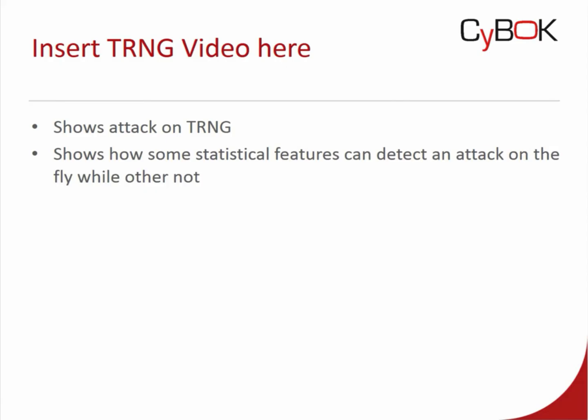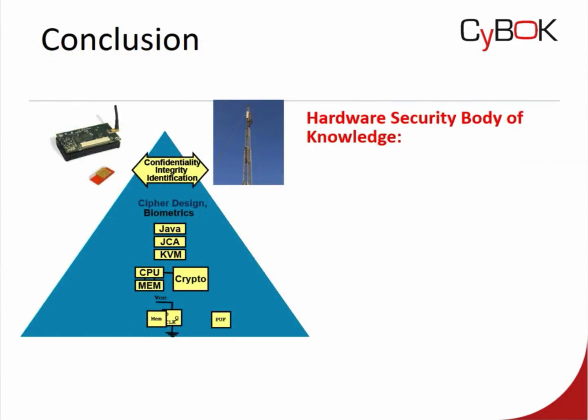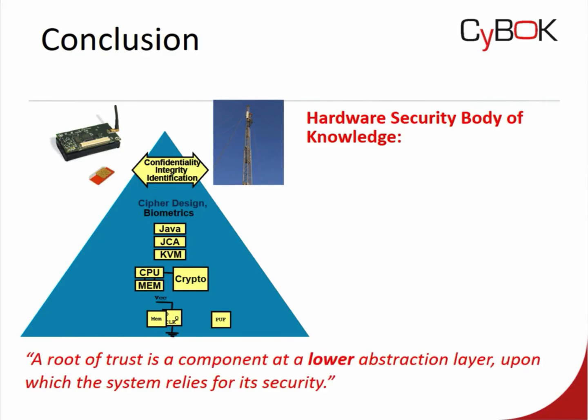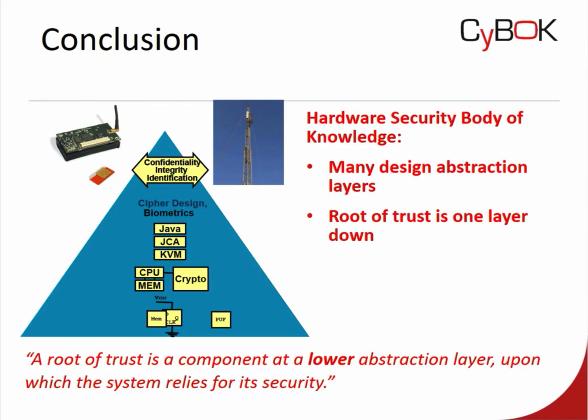This brings me to the end of my presentation. For this hardware security body of knowledge, the most important thing to remember is that a root of trust is a component at a lower abstraction layer upon which the system relies for its security. During this presentation, we have identified many layers of abstraction. So if you make a design, you have to check what the abstraction layers are and what roots of trust you rely upon. The root of trust is one layer down, and the weakest link overall will still decide the security. So over all your levels of abstraction, you have to optimize for security and for energy, and remember that if you forget one, that's the link the attacker might use to abuse your system.